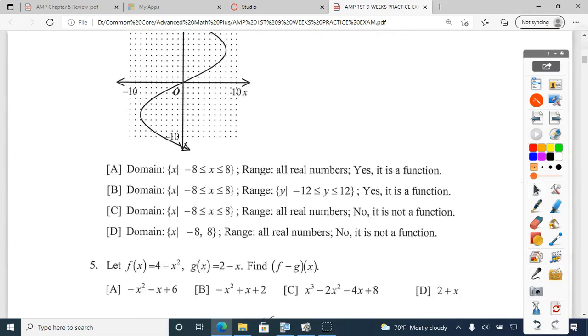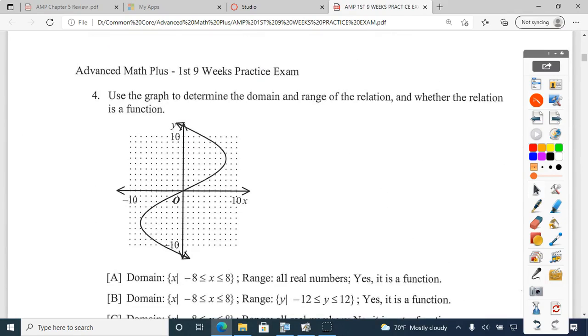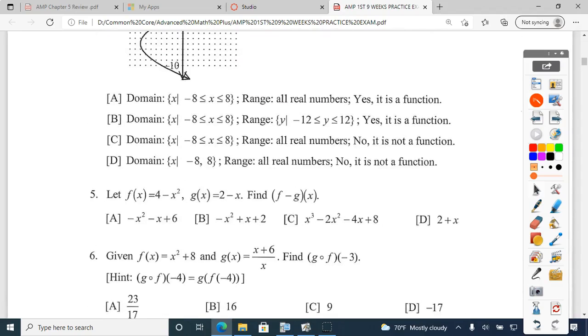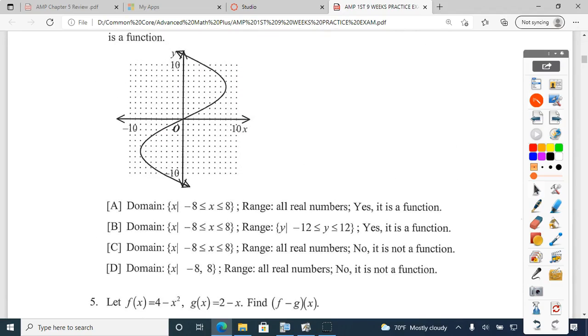Number 4. Same process. However, on this one, we have to find the domain and range and tell whether it's a function or not. Thankfully, it's multiple choice, so we can use our answers. Obviously, it's not a function. It's not a function because it touches the vertical line more than once. So we can get rid of A because it says it is a function, and B because it also says it is a function. We're down to C and D.